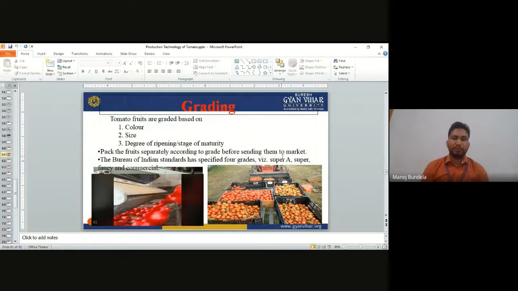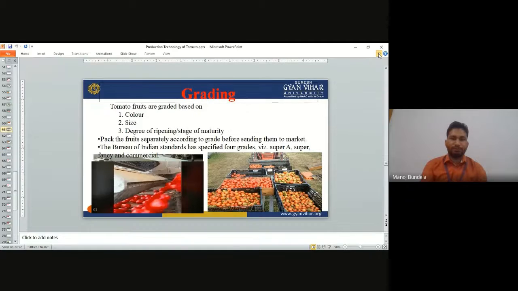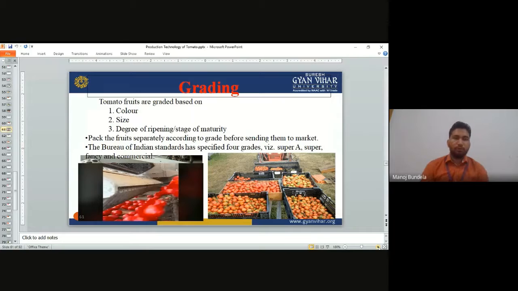So today we will continue with grading. Tomato fruits are graded based on the color, size, and degree of ripening or stage of maturity. Based on color, they are graded as green stage, turning stage or half red color, and complete red color.